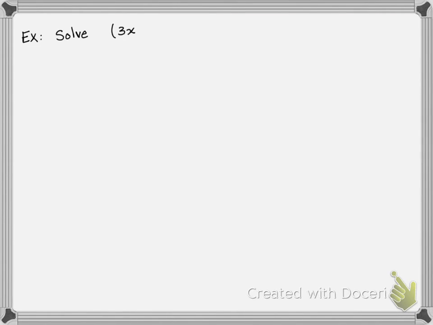Do like 3x plus 1 times 2x minus 1 equals 0. So there are two components that we need before we can use this principle of zero products. And it says it right in the name of the principle, zero and product. So we need a zero on one side of the equation. We need a product on the other.